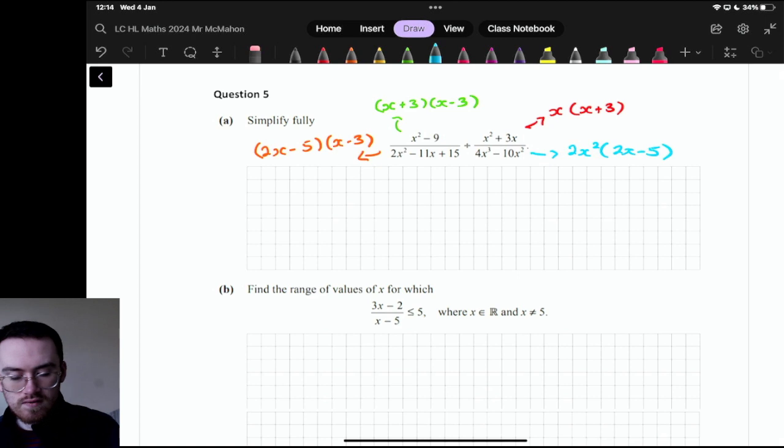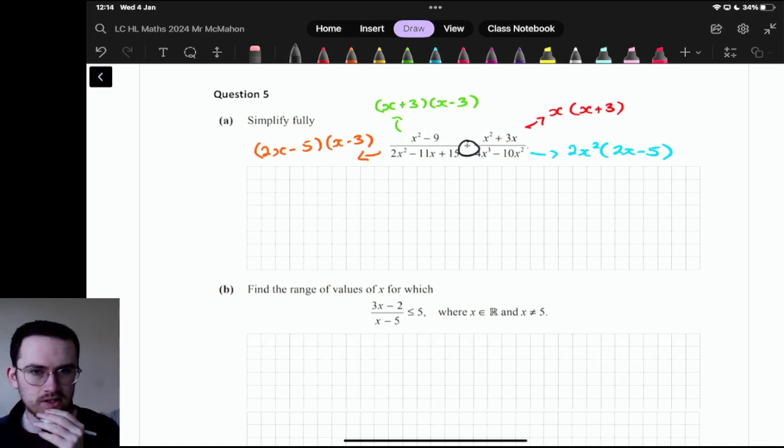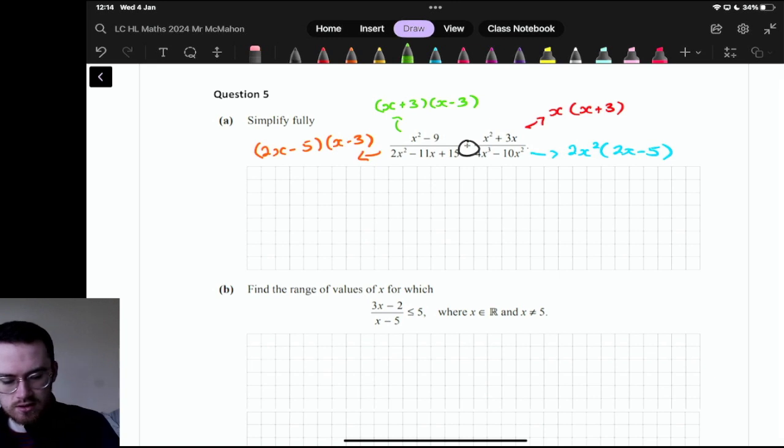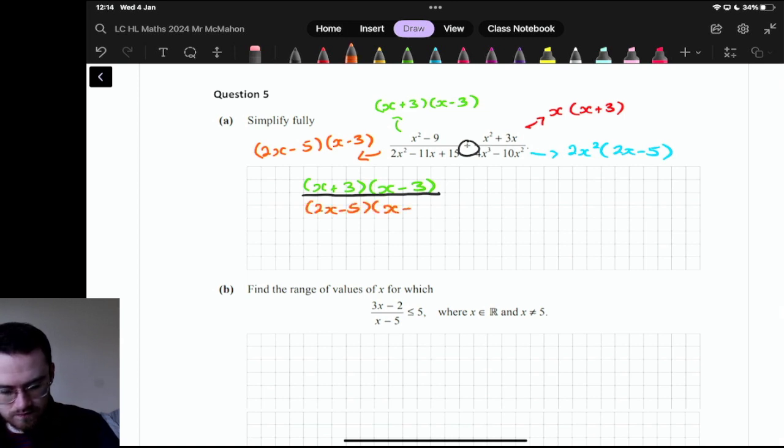Okay, so let's rewrite this sum, and I'm going to take this time as well to change from dividing to multiplying. What that means is I'm going to have to flip the second fraction. So on the left hand side, x plus 3, x minus 3. Underneath it we have this orange term from the quadratic, which was 2x minus 5, x minus 3. Then I'm going to flip my fraction as I said. So on the top I'm going to have the blue part, the 2x squared, 2x minus 5, and then I have the x, x plus 3.